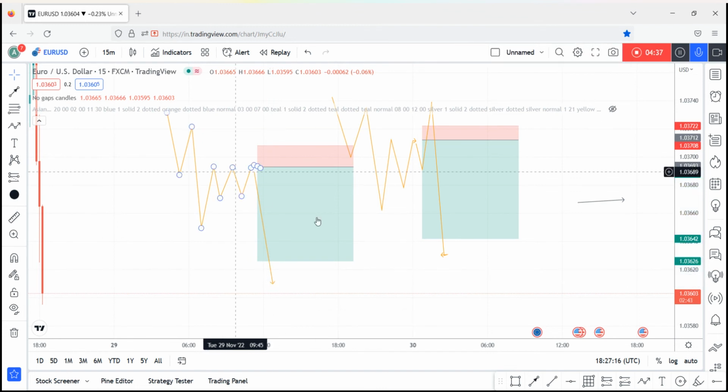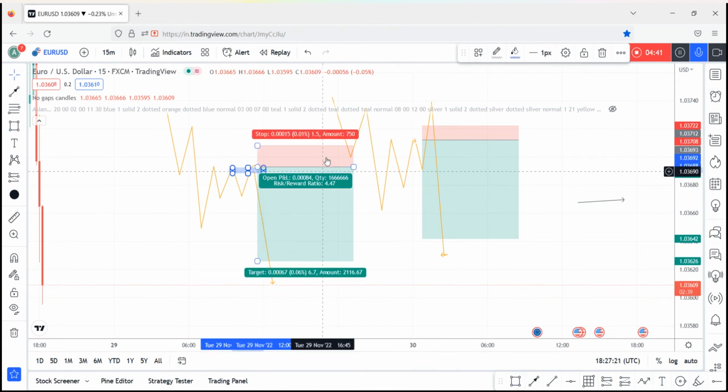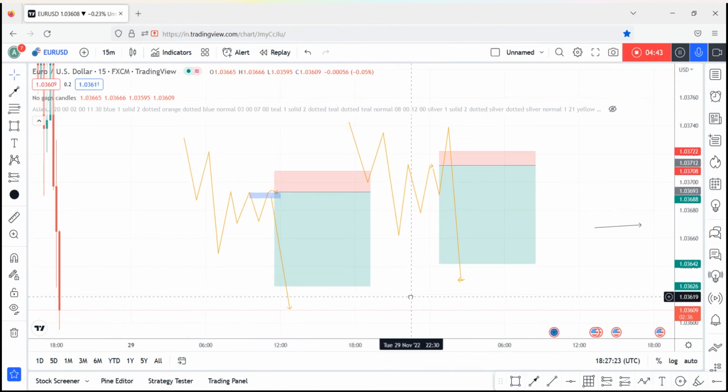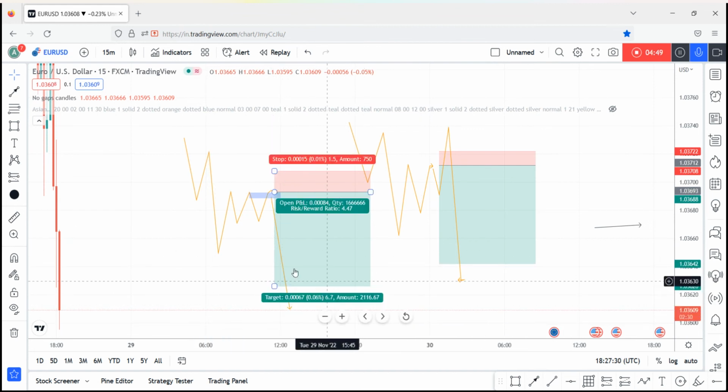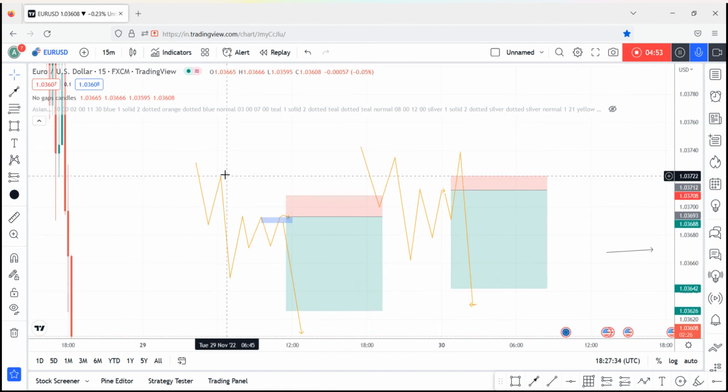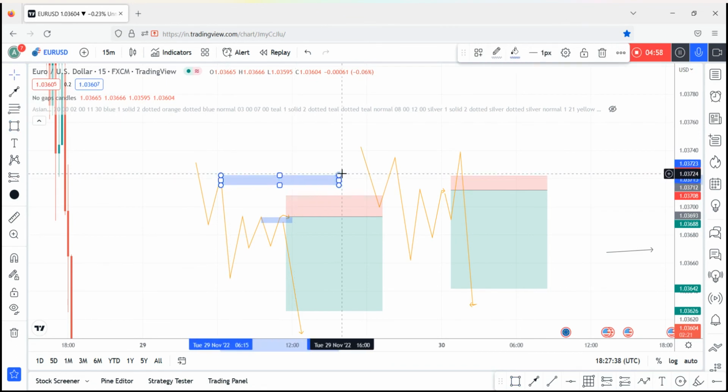Sometimes the market moves down from this zone only, but you don't have to trade from this zone. If you think the market just went down from this zone and next time it will also go down, no, there is a high chance that your stop loss can get hit. So you don't have to buy from this zone. Okay, so this is an extreme zone from where you can buy.